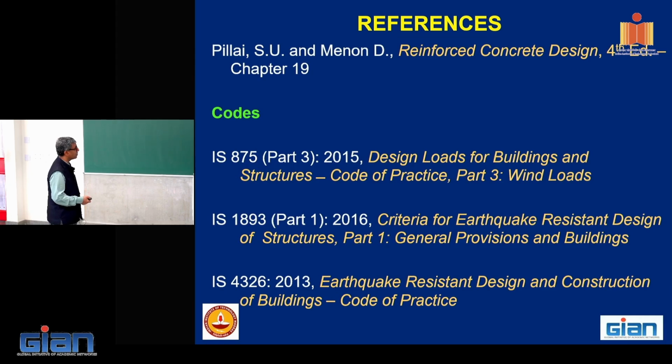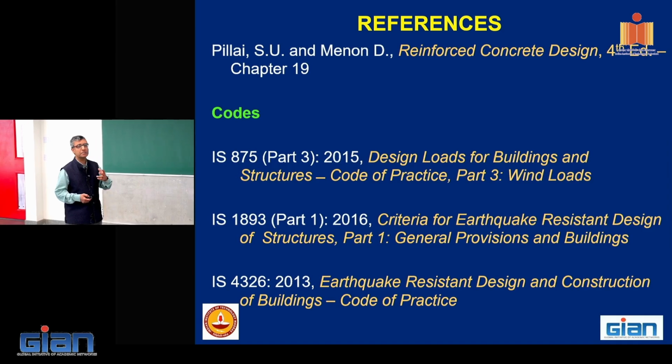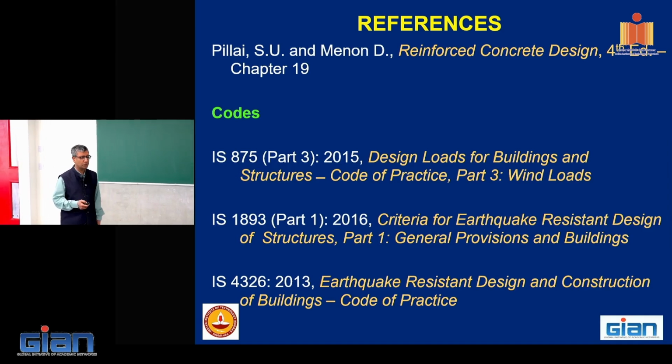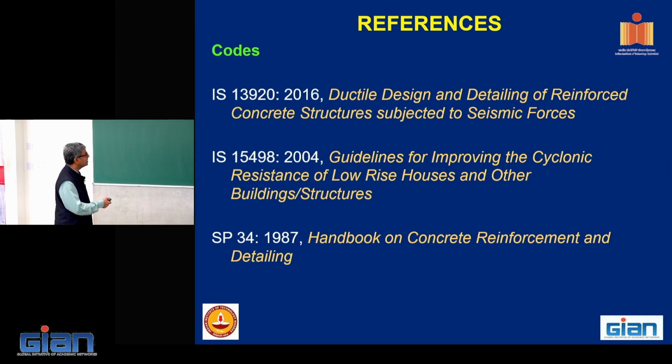IS 875 Part 3 is for the wind. IS 1893-2016, which has been recently revised, but I will be covering 2016 only. IS 4326 is related with simpler buildings like small multi-story buildings. IS 13920 is related with the ductile detailing. IS 15498 is related with, again, simple buildings for cyclone resistance. SP 34 is a generic handbook on detailing. We should be familiar with it.